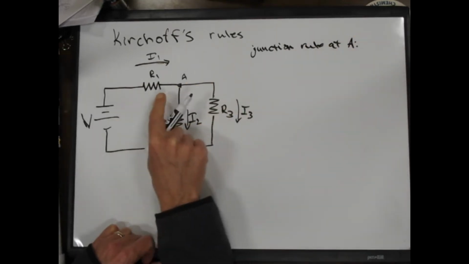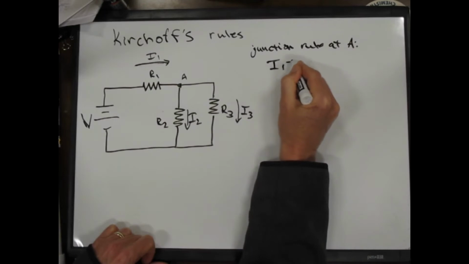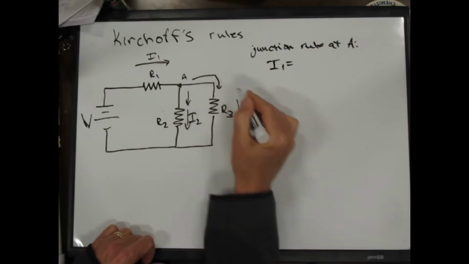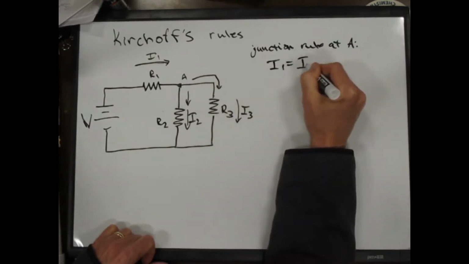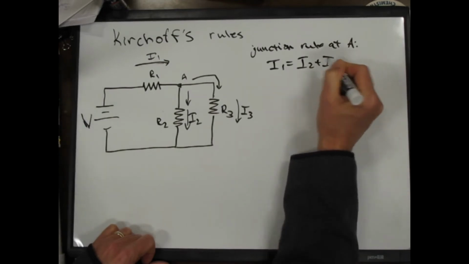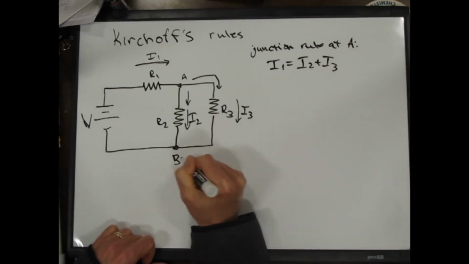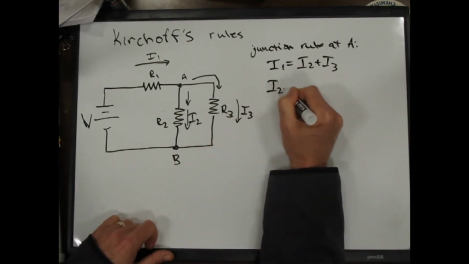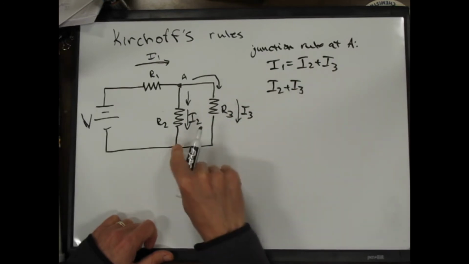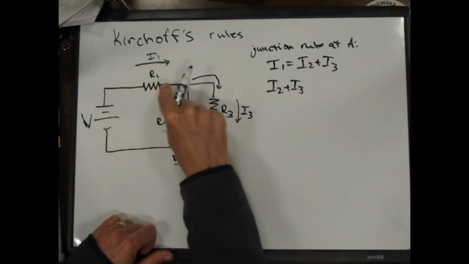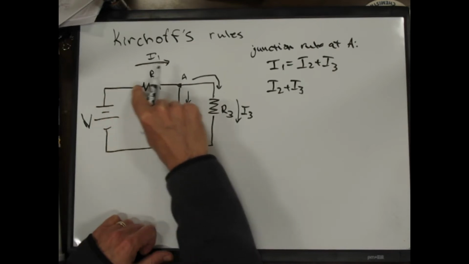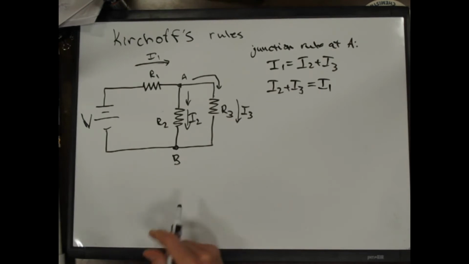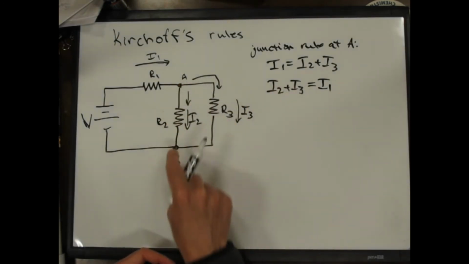The current entering A is I1, and the current leaving A, well, this is I2, and this is I3, so you say I1 equals I2 plus I3. We could do the same thing down here at B. The current entering B is I2 and I3, and since this is all one section in series, that's the same current as I1. So the junction rule gives us the same equation at these 2 points.